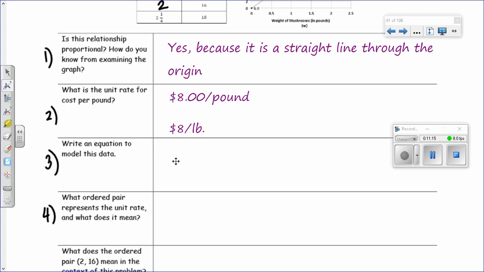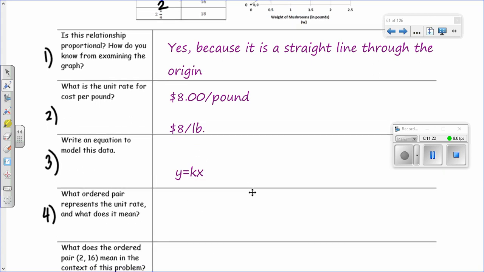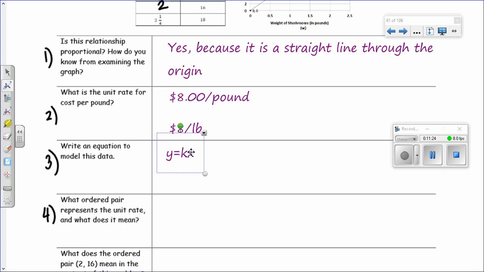Okay, how'd you do with your equation? Did you know that it was y equals kx, and then we already know what k is, the constant of proportionality? Hopefully, that's that magic number that we always talk about. So y equals 8x. I even want you to write it one more way.